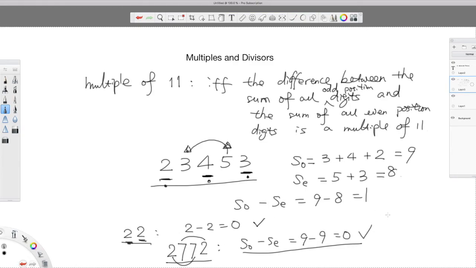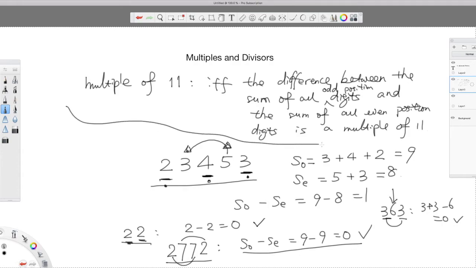Let's try another example, 3, 6, 3. The odd positions give 3 plus 3, and the even position is just 6. So the difference, 3 plus 3 minus 6, equals 0, which is a multiple of 11, and the original number is a multiple of 11. How do we prove this property? It follows very similarly to how we proved a number is a multiple of 9 if and only if the sum of its digits is a multiple of 9. You can try to work it out by yourself.